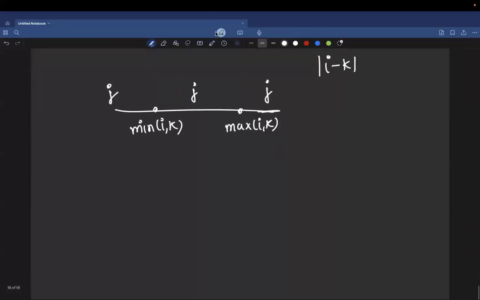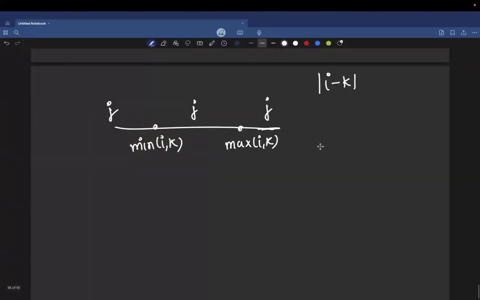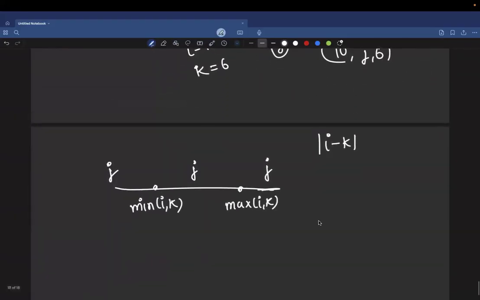If j is on the left hand side or on the right hand side, in that case the expression would look like this, where this part is still coming up once and the distance of j with the closer point is having the distance being covered twice. So let's call this as d. This distance is d. So in that case, the value of this right expression would be equal to I minus k plus 2 into d, right?